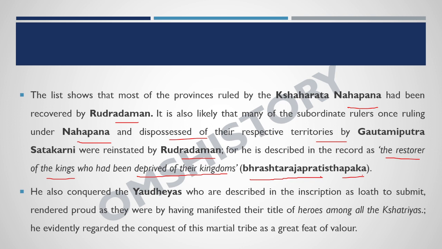He also conquered the Yaudheyas, who are considered in the inscription as loath to submit, rendered proud as they were by having manifested their title of heroes among all the Kshatriyas. He evidently regarded the conquest of this martial tribe as a great feat of valor. So this had also been mentioned here in the inscription. Moreover, these Yaudheyas were located in the Rajasthan area after they migrated from the Punjab region, and they could be a potential threat to Rudradaman, and thus this whole conquest merits mention in the official prasasti of the ruler.